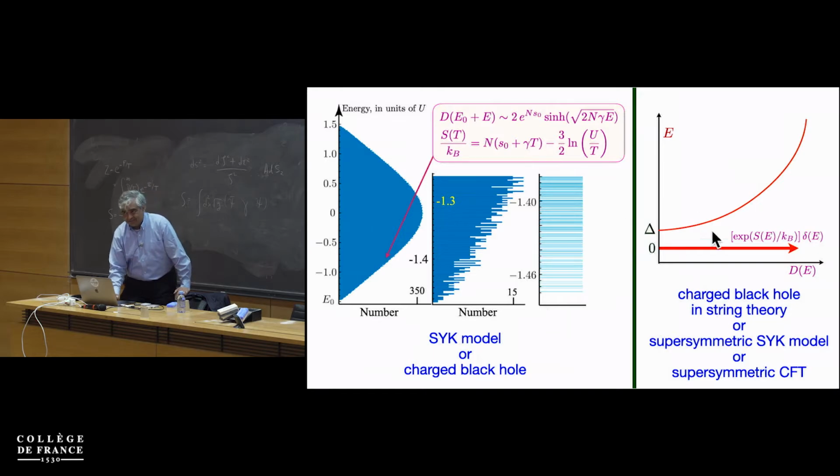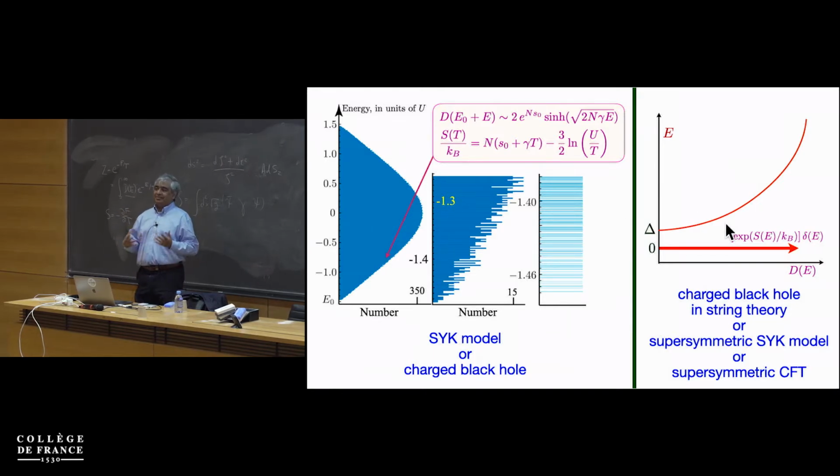And all of the string theory solutions are also for charged black holes. There is no solution where you can explicitly count the states for a neutral black hole, even in string theory.